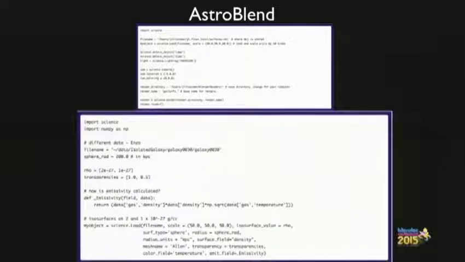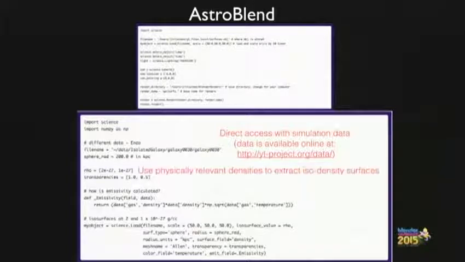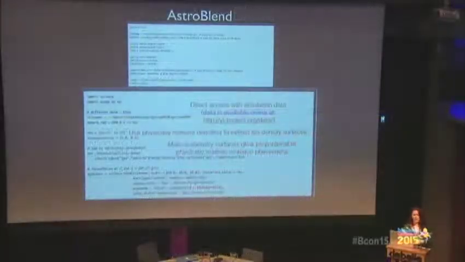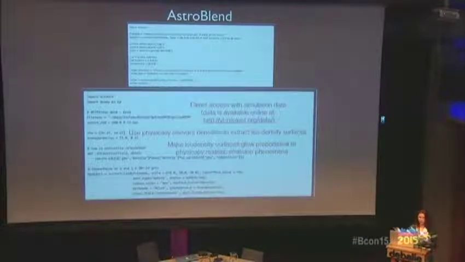Okay, so you can also do this in a different way by directly interacting with the data. And so this data is actually available. You can download it if you would like from the YT project. They've got a bunch of different data sets. Some are more or less documented, but it's all there. And then you say, okay, I want to extract surfaces with these densities, again, in weird units. They're grams per centimeter cubed. Don't ask me why we use those units. And then you say, okay, I want my emissivity to be based on some physical phenomena. Again, I'm using Bremsstrahlung emission.